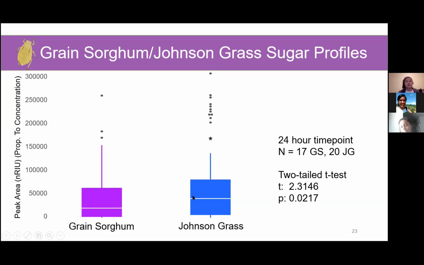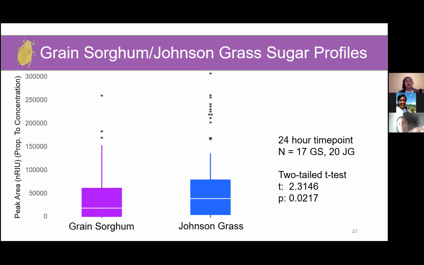But looking at the average, which is this white bar here, on average, Johnson grass has more total honeydew sugars than grain sorghum. And this occurs irrespective of the time, whether it is 24 hours or 72 hours, Johnson grass is going to have a slightly but significantly greater abundance of sugars than grain sorghum. So yeah, that's what's occurring.